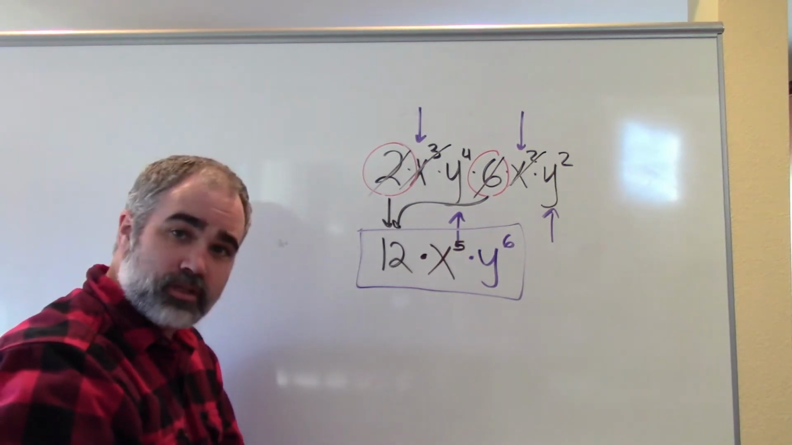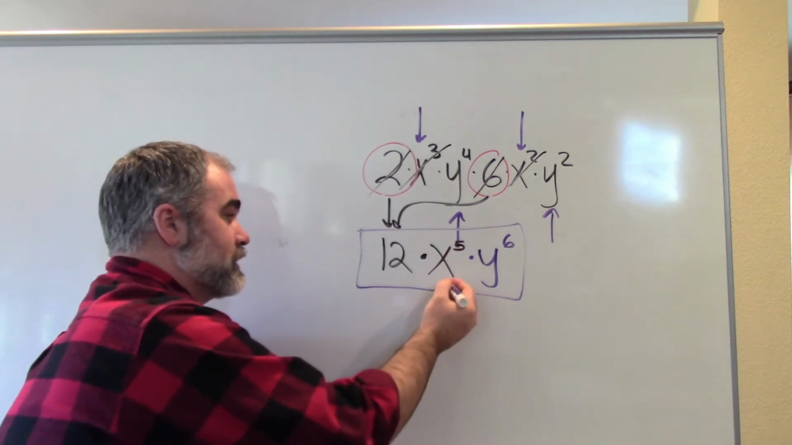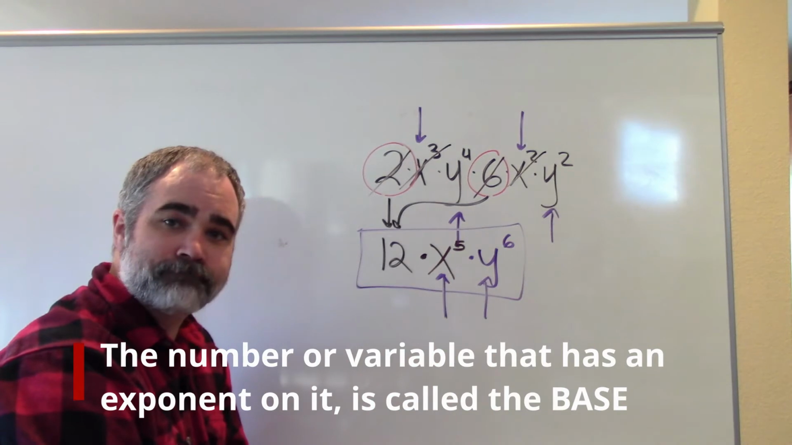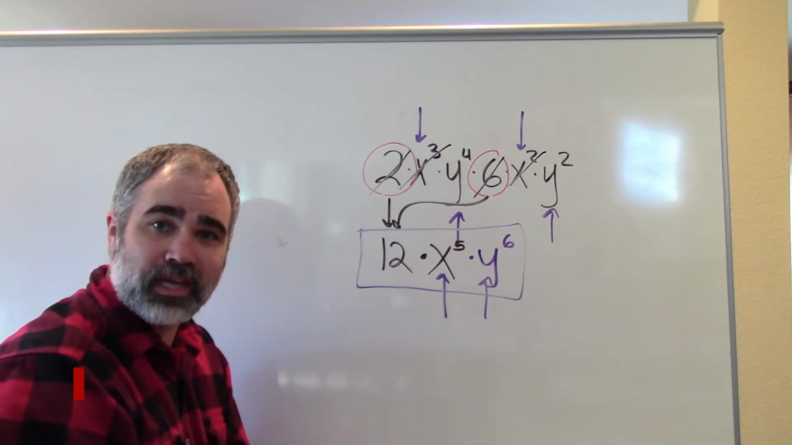By the way, just as a quick vocab note, this is known as the base. The thing that has an exponent on it is called the base. There you go. Bonus vocab for you.